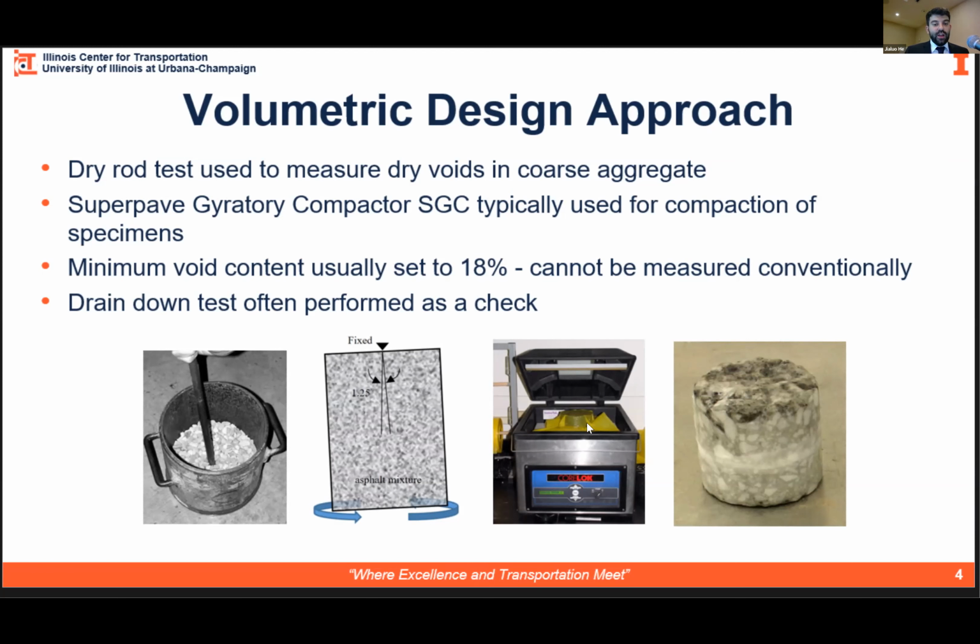Instead, we use a CoreLok machine where we vacuum seal it or coat it with paraffin wax to measure the saturated weight. And then a lot of times there will be a drain down test. What we mean by drain down is making sure that all the binder doesn't just drain to the bottom of the specimen. Typically for some types of mixes, we use fibers to avoid that. So we can add cellulose or other types of fiber to the mix to avoid drain down.